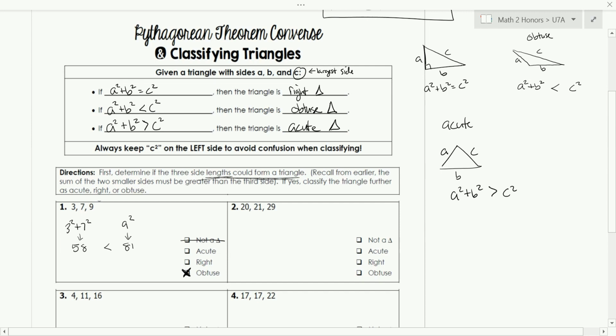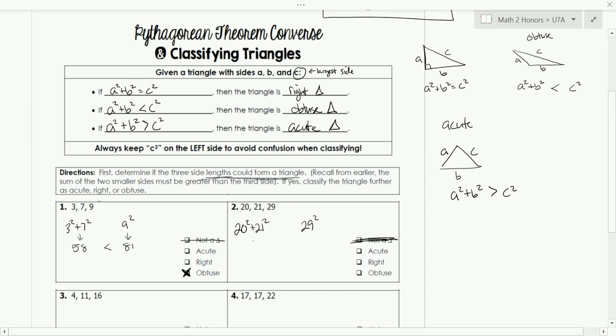We try it on number 2, which is 20, 21, and 29. First of all, is it a triangle? Yeah, because 20 plus 21 is bigger than 29, so we're good with that. So now it's either an acute, right, or obtuse. So find 20 squared plus 21 squared and compare that with 29 squared.